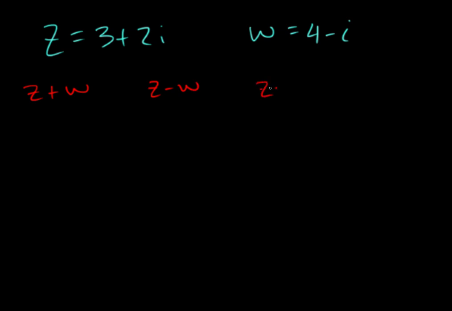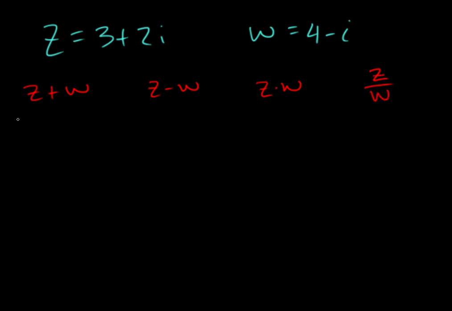So we're given that z is equal to 3 plus 2i, and we're given that w is equal to 4 minus i. And they want us to add, subtract, multiply, and divide those. So z plus w, z minus w, z times w, and z divided by w.